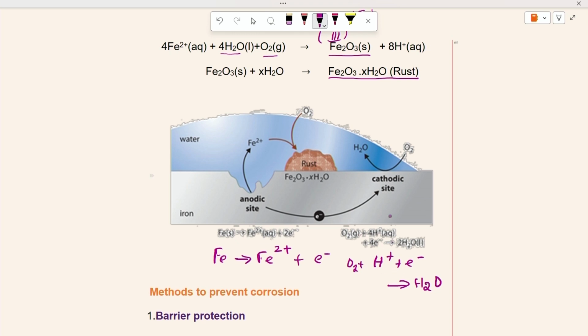So this becomes the cathodic region, and this is the anodic region where the electrons are released, and the ferrous ion gets oxidized to ferric, forming ferric oxide. This ferric oxide combines with water to form the rust, Fe2O3·xH2O, that is the brown colored residue we see on the surface of the iron when it gets rusted.